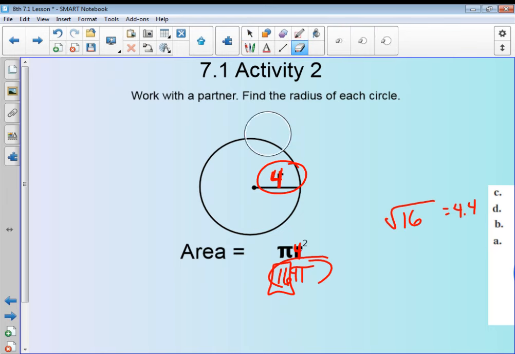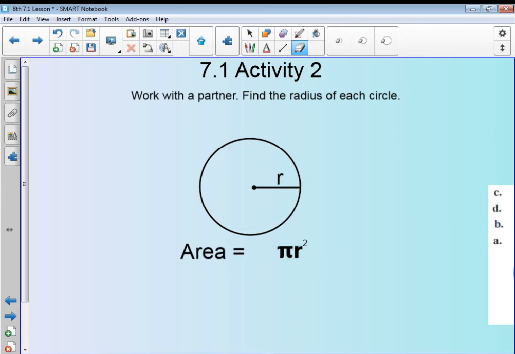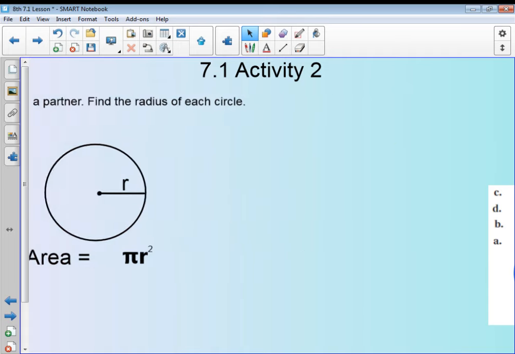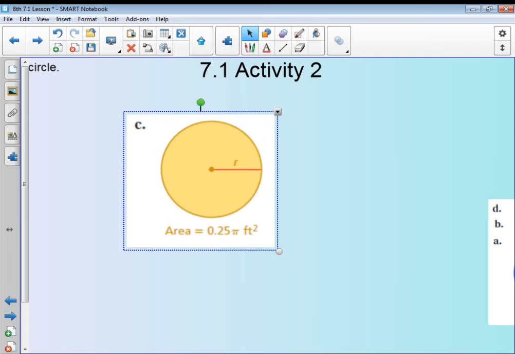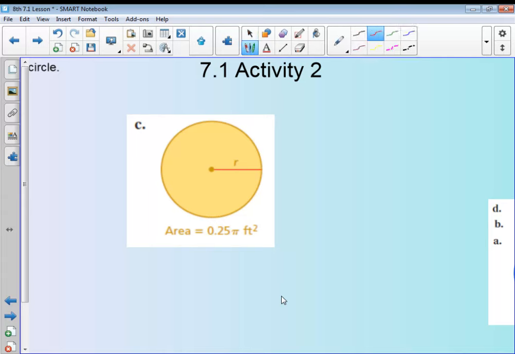Okay, so I'm going to work through the ones that are a little more complicated, and then I'll leave the ones that are a little bit easier for you to work independently. So we're going to jump to letter C. Here they're telling us the area is 0.25 pi.